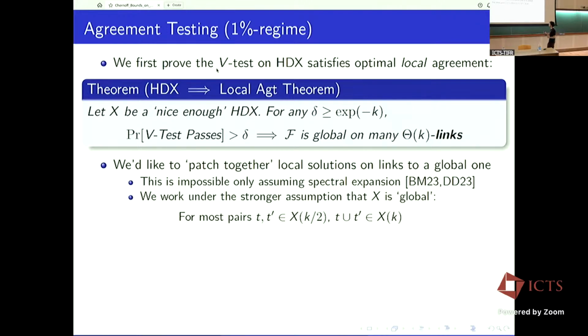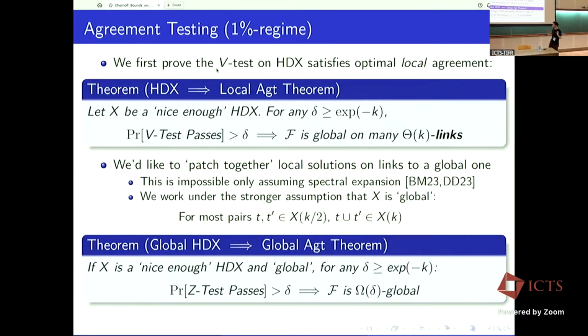We'll say X is what's called global, which means if I take a random pair of k/2 sets, T and T', most of the time I want their union to be a k hyperedge. So if I take 2 random k/2 sets, with high probability their union lives in level k of the complex. Under this assumption, we show that for nice enough high-dimensional expanders that are global in this way, you indeed get an essentially optimal agreement test. Because we're talking about coding, this is equivalent to some 1% regime local testability of the direct product code corresponding to the complex X.